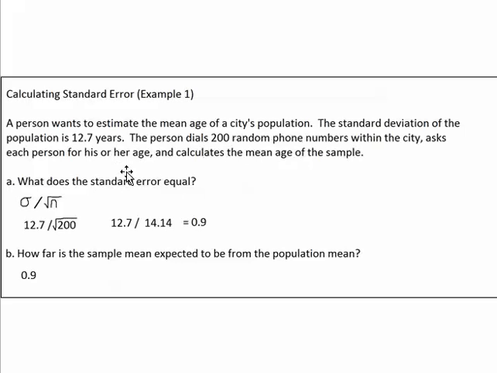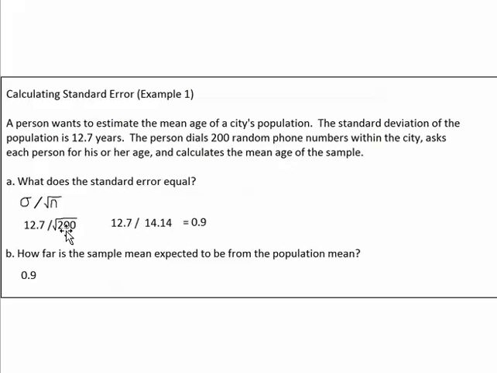And this is saying, what does the standard error equal in this situation? To get the standard error, you take the population standard deviation, which in this case is 12.7, and divide it by the square root of the size of the sample that's being selected. In this case, the sample size is 200, so we divide 12.7 by the square root of 200. You can do this in a two-step process.